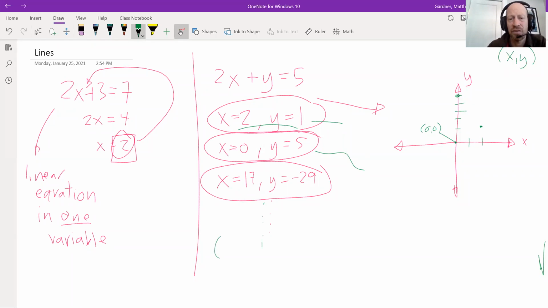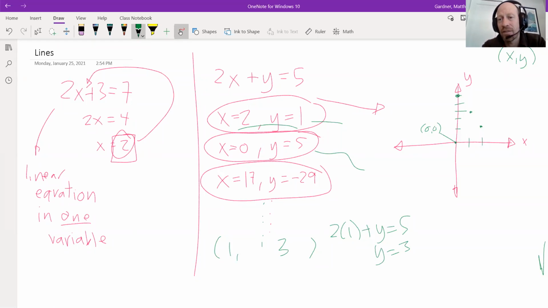There's lots of other answers. X could equal 1. If x equals 1, notice I just plug that value into that equation. I get 2 times 1 plus y should equal 5. So if I subtract the 2, I get y equals 3. So there's another solution: 1, 3.